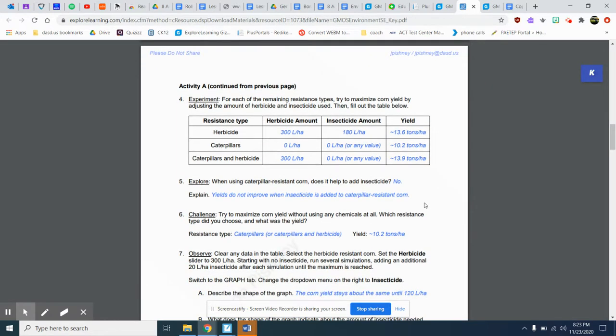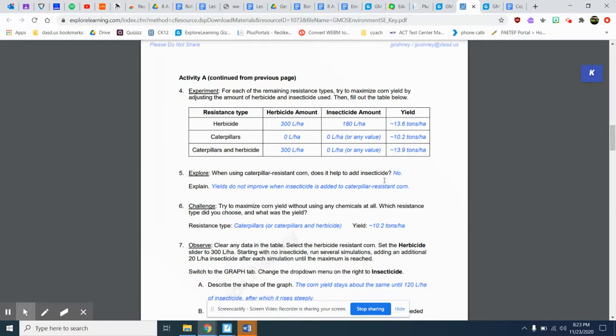Remember, if you change numbers around and the yield's within a ton, it's not a huge difference. But if you can get more than a ton difference, it's a big deal. So if you look at number 5, when using caterpillar resistant corn, does it help to add insecticide? No, we added no insecticide, no herbicide. We still got the best yield. Why? Because yields, or the amount produced, does not improve when insecticide is added to caterpillar resistant corn. All right, it's already caterpillar resistant corn. So this strain of corn is already genetically modified to be resistant to caterpillars eating it.